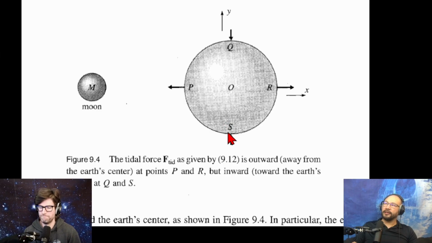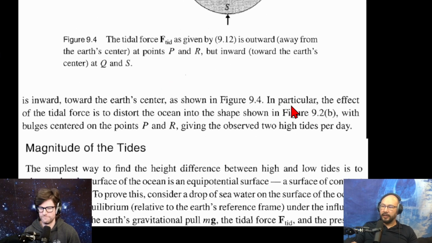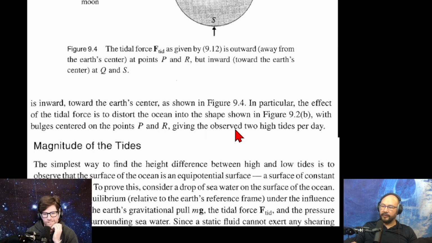It's not like the oceans stay neutral and only bulge on the outside. They actually squish in. The low tide is not neutral tide; it's actually lower than neutral tide. Good point. In particular, the effect of the tidal force is to distort the ocean in the shape shown in figure 9.2b, stretched with bulges centered on points P and R, giving the observed 2 high tides per day.